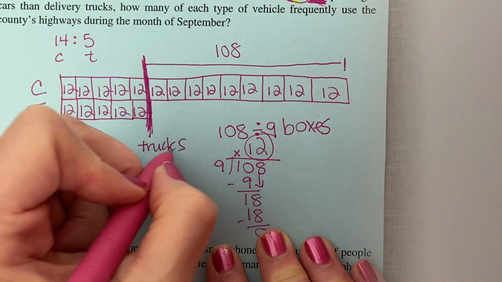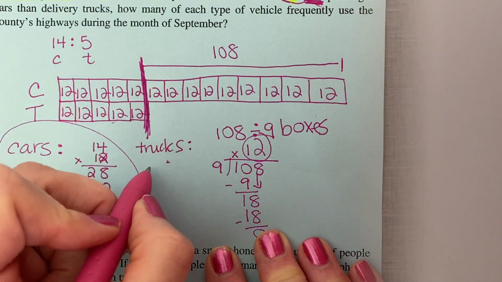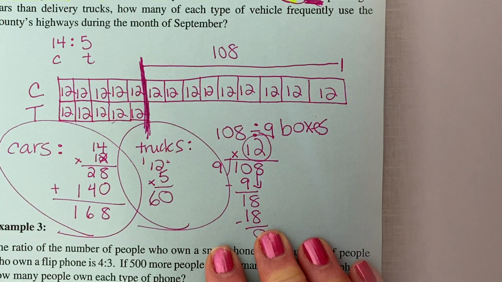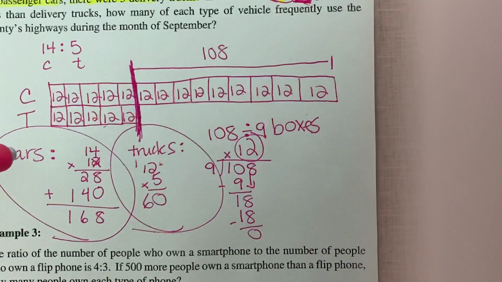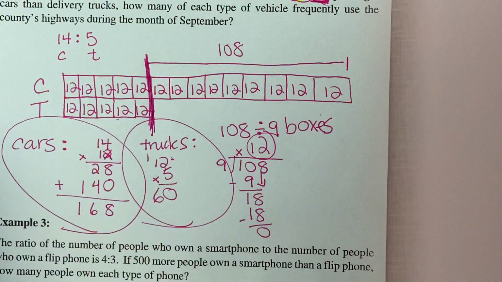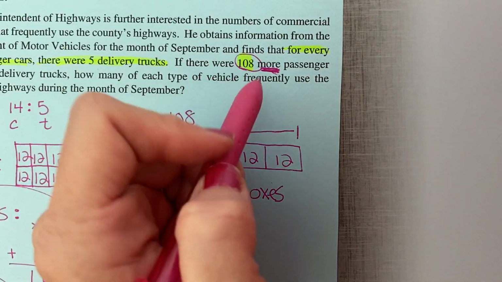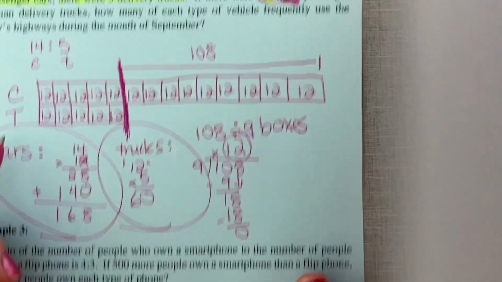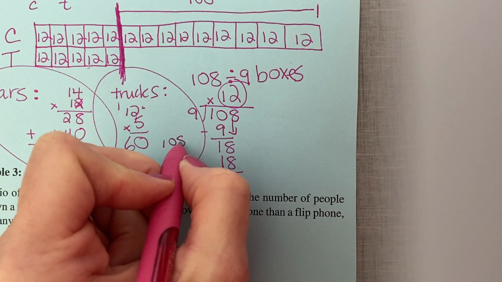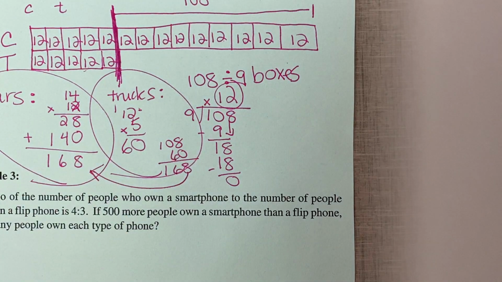And for trucks, I'm going to take 12 times these 5 boxes, and 12 times 5, I know, is 60. So 60 trucks. So that'll be my final answer. There are 168 cars and 60 trucks. Now the question is, does my answer stay true to the problem? Well, let's see. Are there 108 more cars than trucks? Well, let's see. What's 60 plus 108? 168. Ta-da! It works.